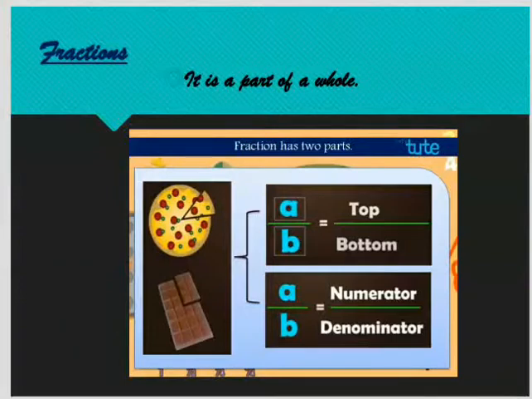What is a fraction? A fraction is a part of a whole. It represents one or more equal parts of a whole object. Look at this picture. Here you can say that a fraction has two parts, and this green line represents the fraction bar.